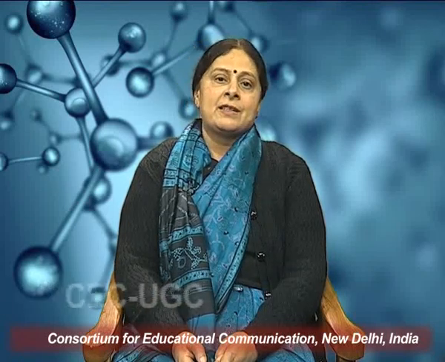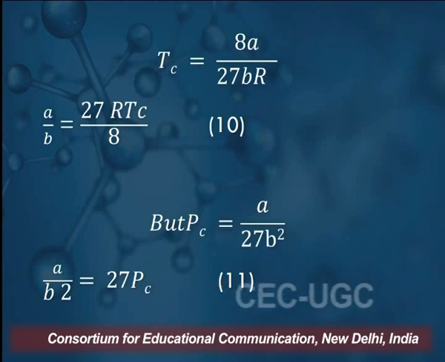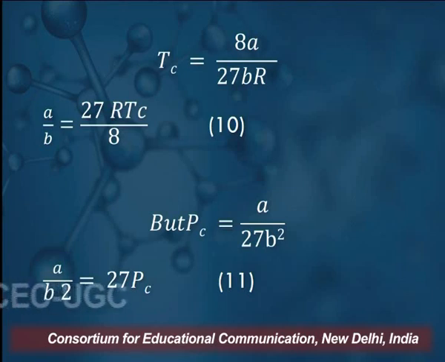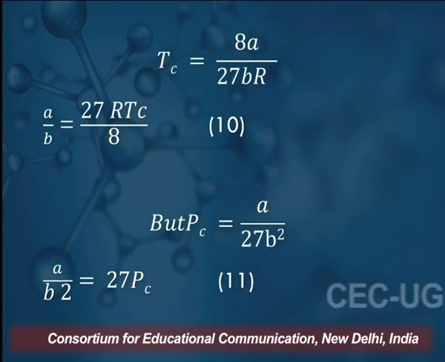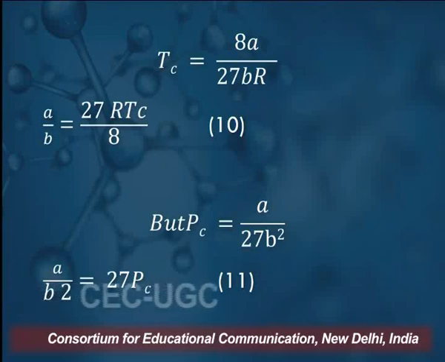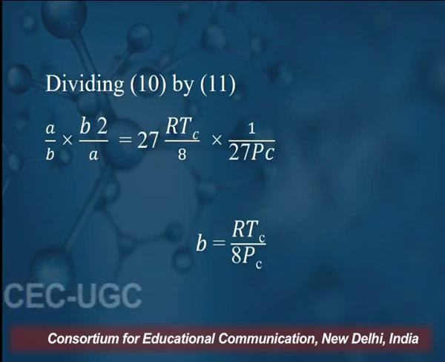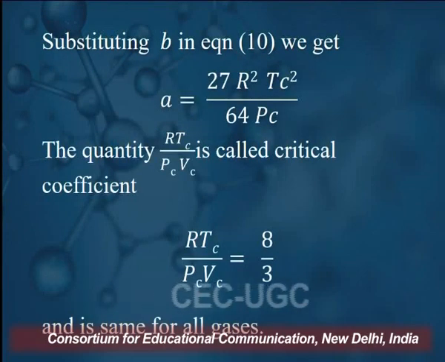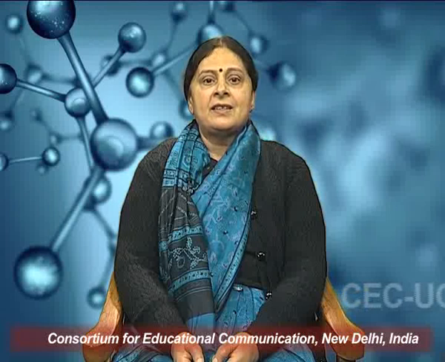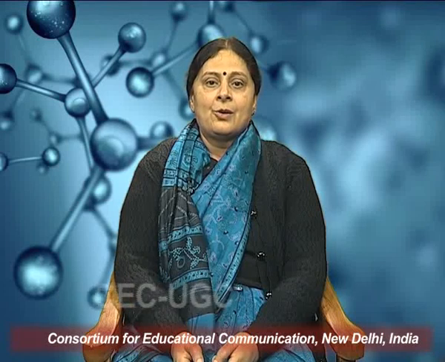From these three formulas of Vc, Tc and Pc, let us now calculate what is a by b. We get a by b as 27 by 8 R into Tc, but Pc is a by 27b square. So what we now get is a by b square is equal to 27 Pc. Dividing them, we get b is equal to RTc over 8Pc. Substituting b in equation 10, we will now get a is equal to 27R square into Tc square over 64Pc.